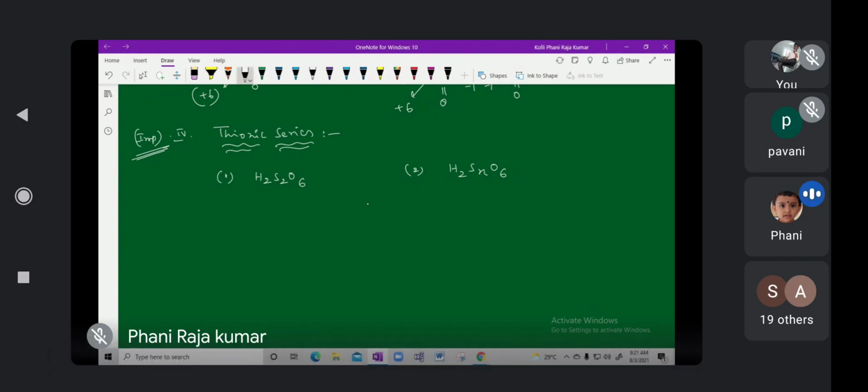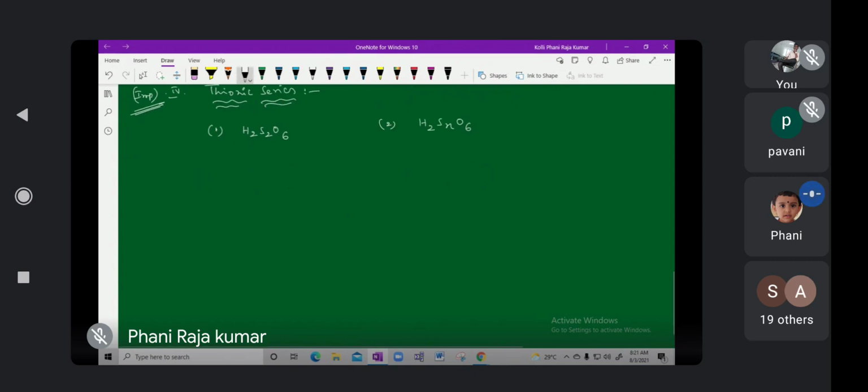This second one, Nana, is derived based on the catenation capacity of sulfur, H2SnO6. Here also all oxyacids of sulfur are dibasic acids. In H2S2O6, this is called dithionic acid. Dithionic acid contains SS linkage, sulfur-sulfur linkage.